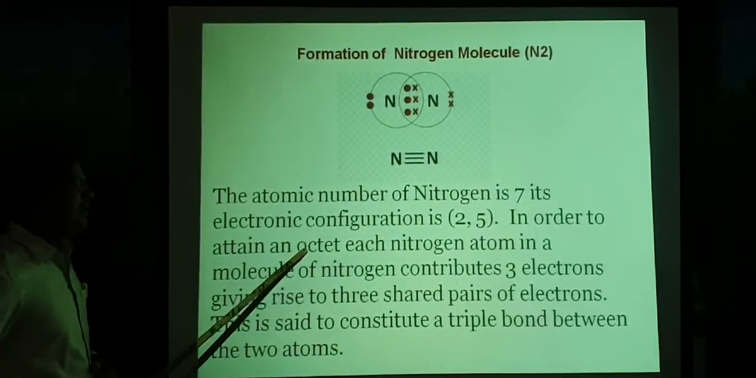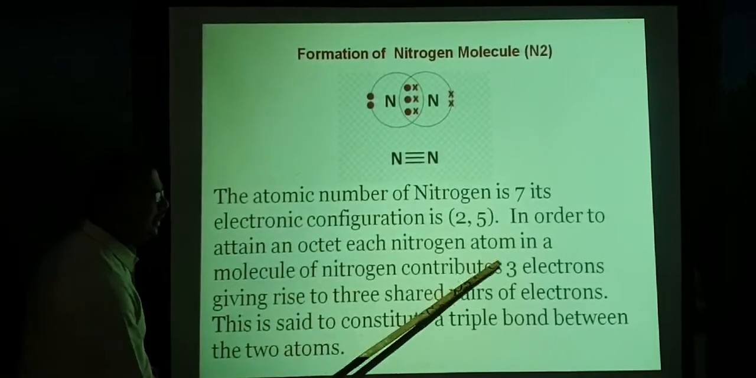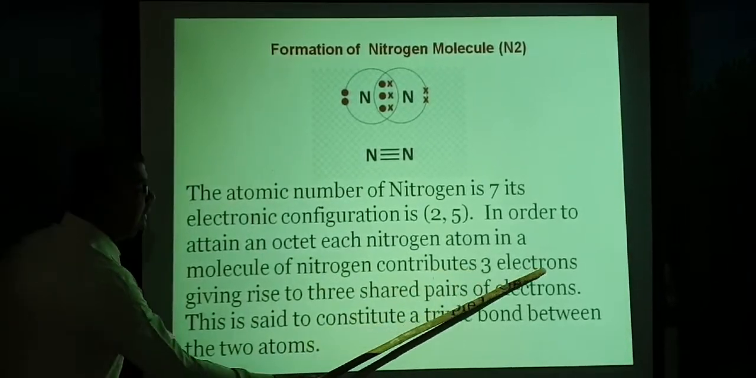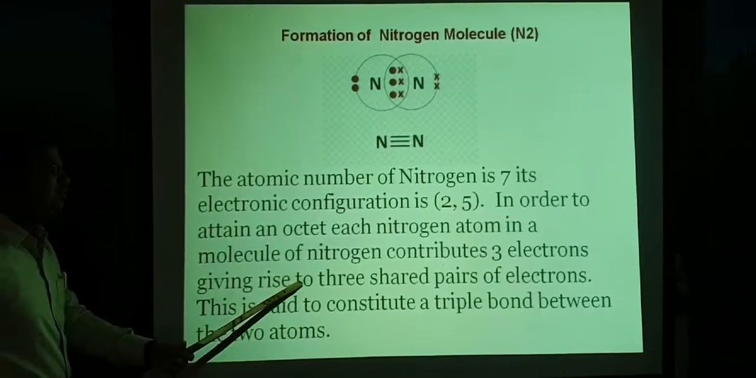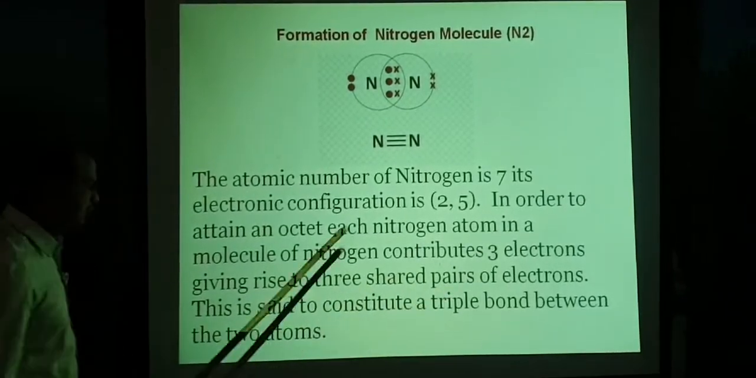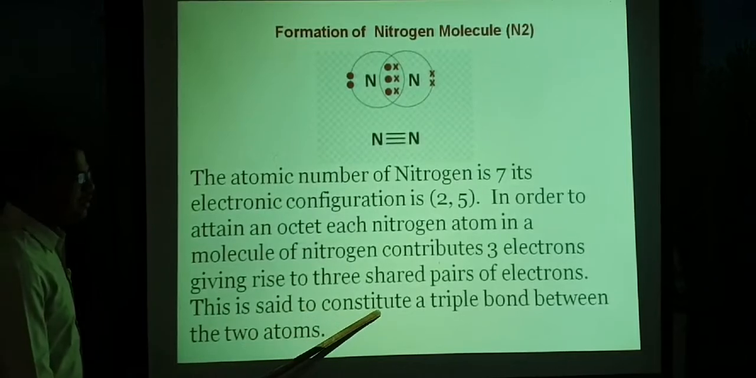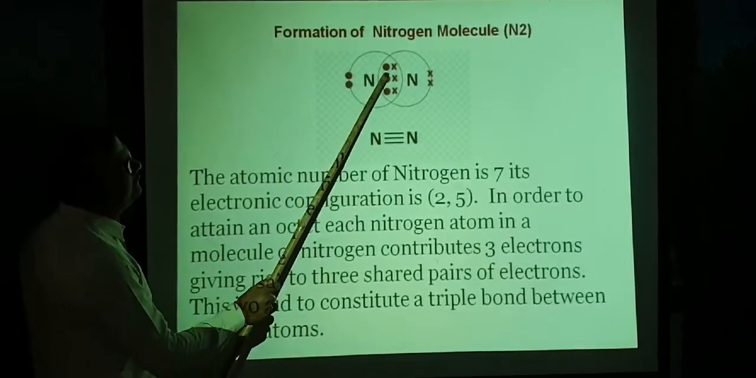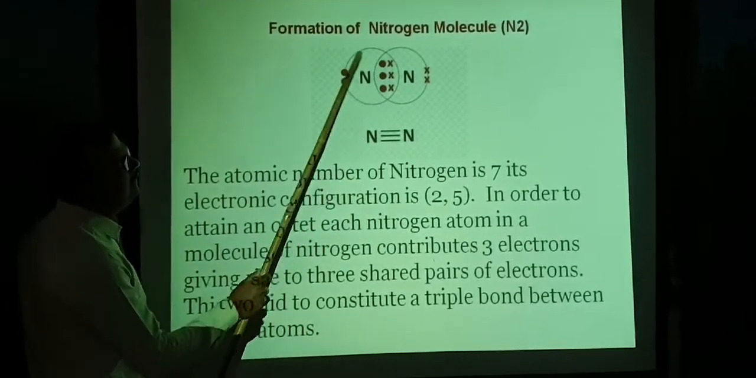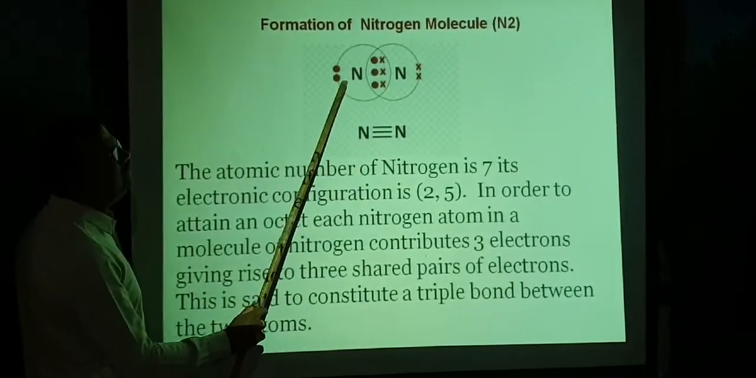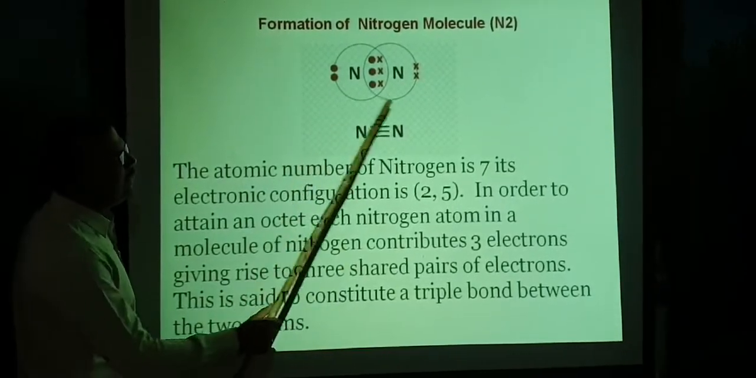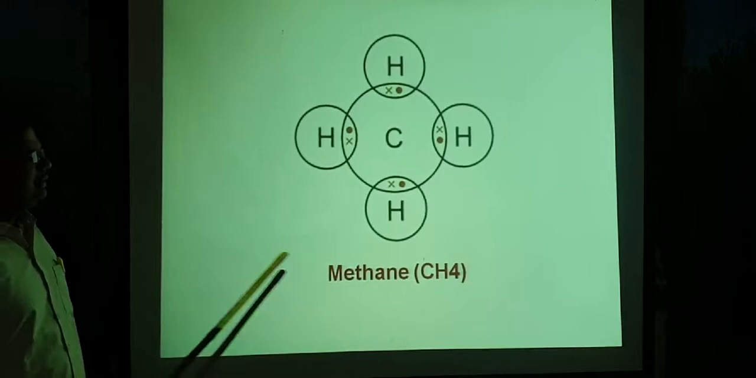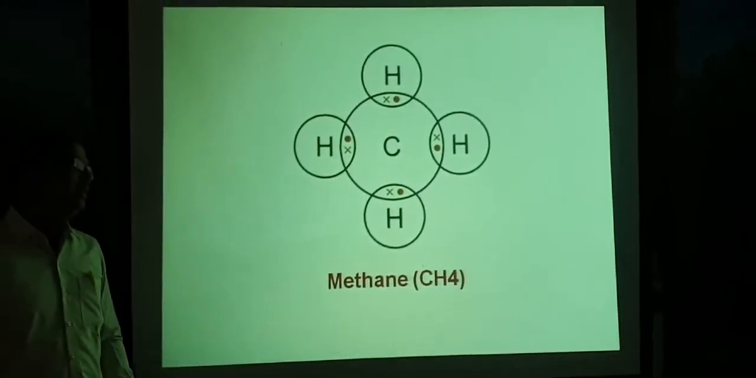In order to attain an octet, each nitrogen atom in a molecule of nitrogen contributes 3 electrons, giving rise to 3 shared pairs of electrons. This is said to constitute a triple bond between the 2 atoms. Here, this is one bond, this is another bond, and this is one more bond. So totally it forms 3 bonds between 2 nitrogen atoms. This kind of bond is called a triple bond.